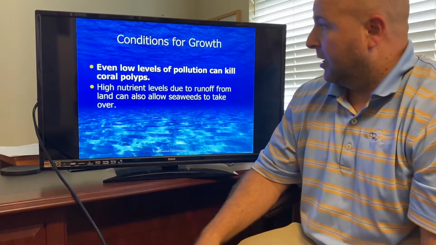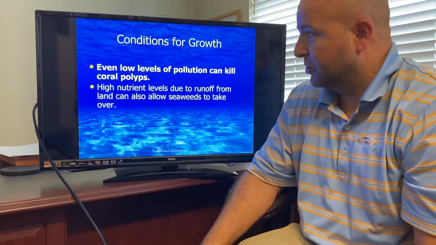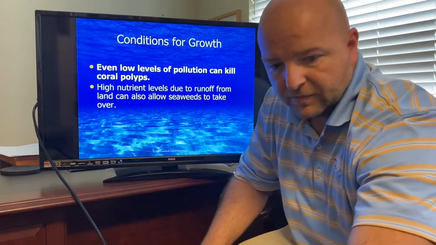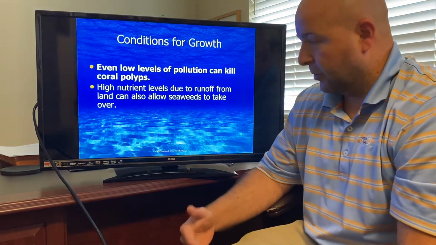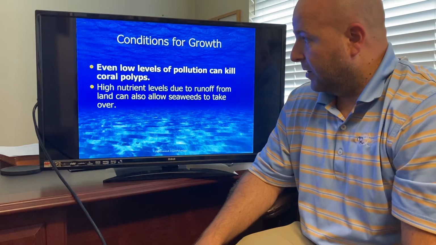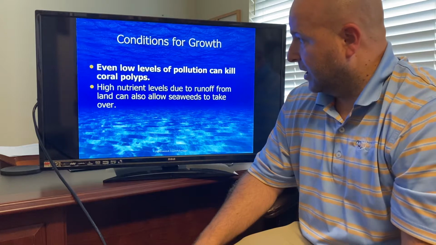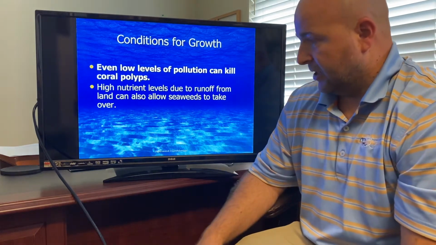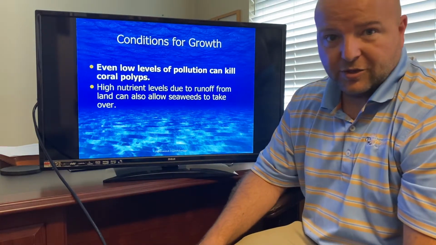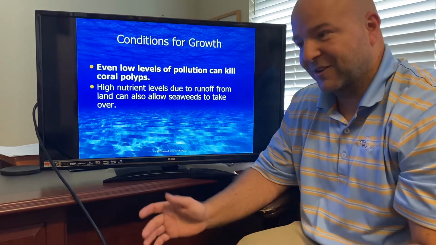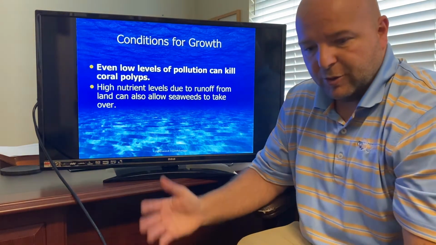Conditions for growth. Just to reiterate, we said this already, but this is very, very important. Even low levels of pollution can kill coral polyps. High nutrient levels due to runoff can also allow seaweed to take over. We're talking about runoff from fertilizers, phosphates, and nitrogens, that kind of thing that can actually help these things grow. The things that we put into our lawns help our grass grow and look good. It also helps seaweeds and algae to grow as well. And so when it all runs off into the ocean, it can be a problem, can disturb the balance of what nature had done.